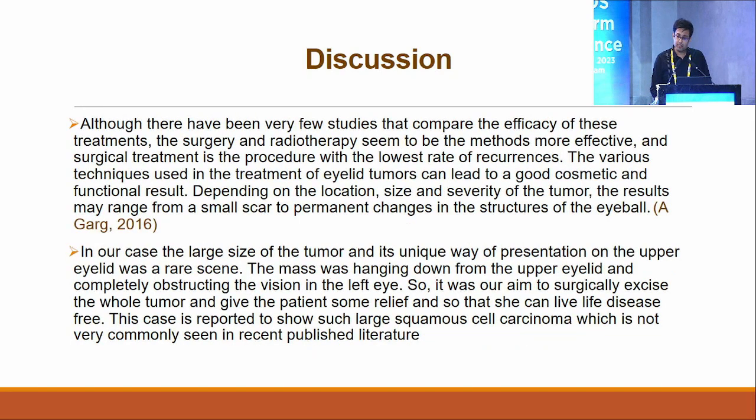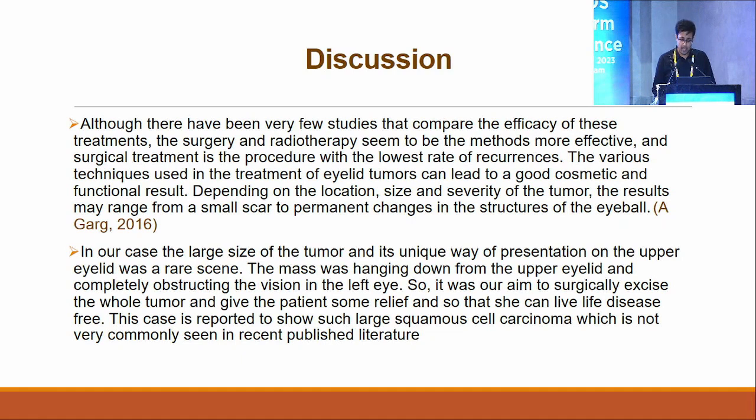Although there have been very few studies to compare the efficacy of this treatment, surgery and radiotherapy seem to be the most effective methods, and surgical treatment is the procedure with the lowest rate of recurrences. The various techniques used in the treatment of eyelid tumors can lead to good cosmetic and functional results. Depending on the location, size and severity of the tumor, the results may range from a small scar to permanent changes in the structure of the eyeball. In our case, the large size of the tumor and its unique way of presentation on the upper eyelid was a rare scene.